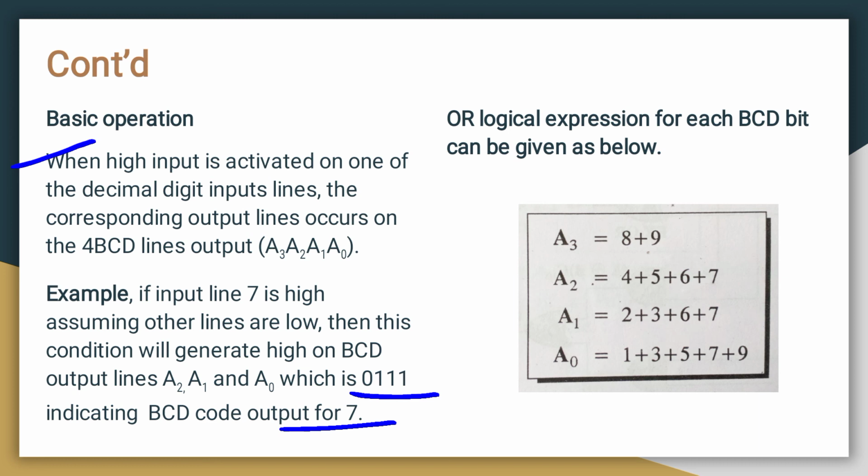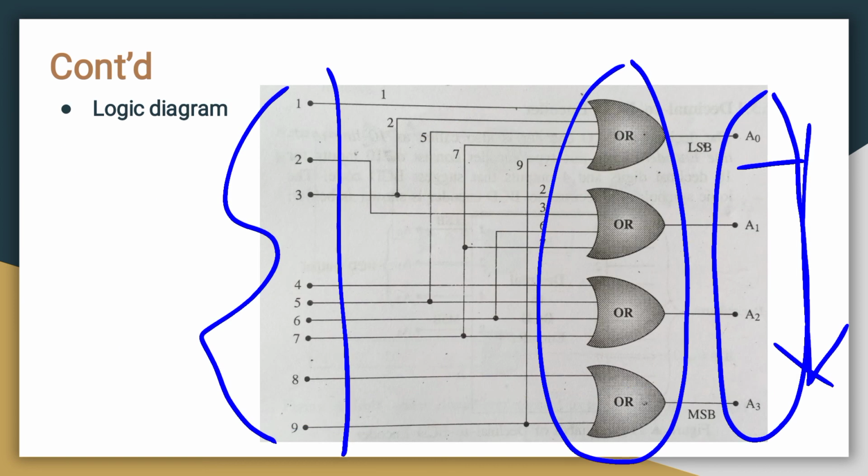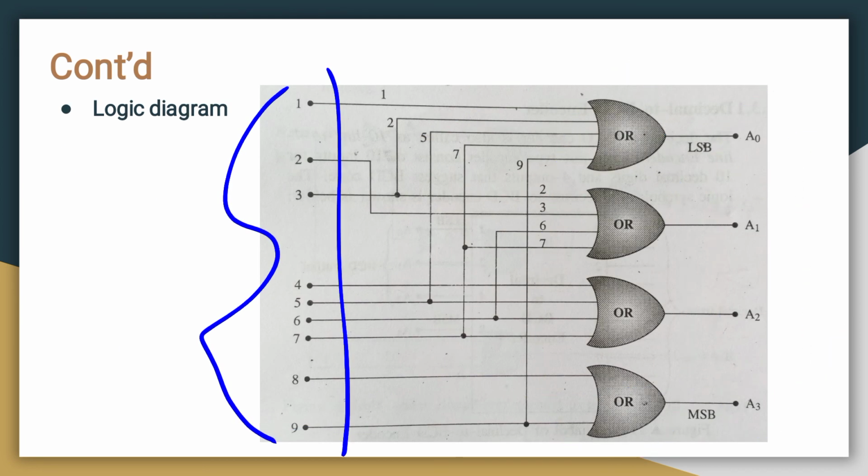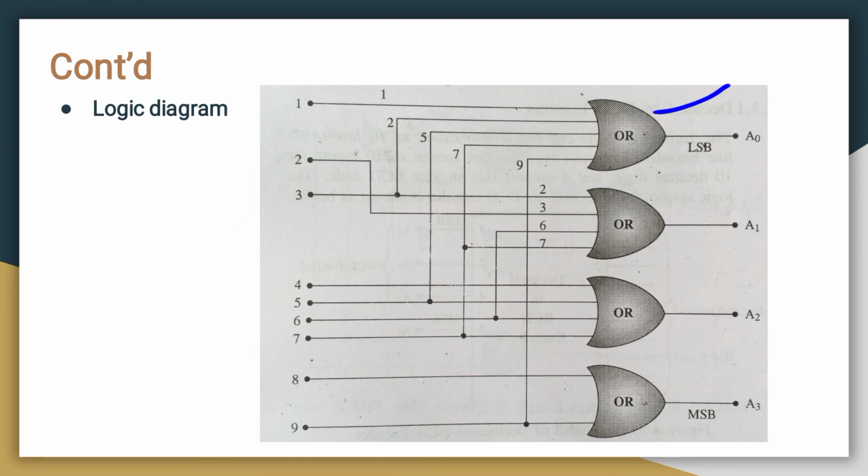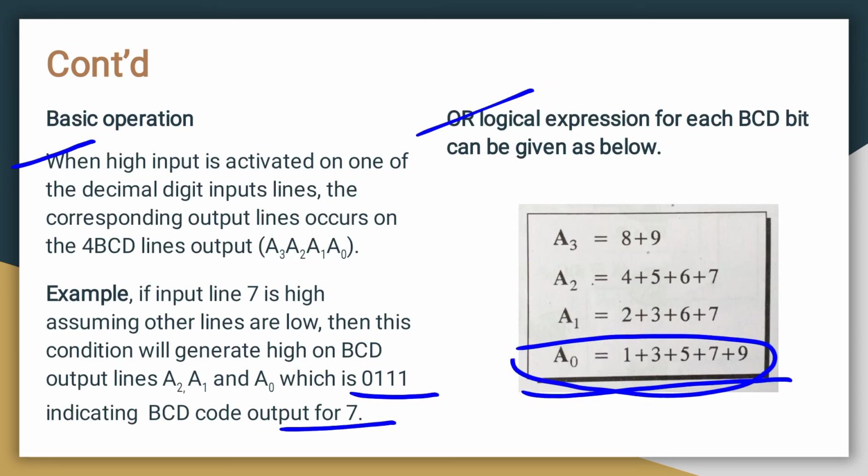So next, the OR logic expression for each BCD bit can be given as below. This is what we wrote in the previous slide. For A0 it is 1, 3, 5, 7, 9. It is not 2, I am repeating, it is a printing mistake, but see the line. So it is 3, 1, 3, 5, 7, 9. It is an OR operation, so it is a plus. Clear? So A0 is 1 plus 3 plus 5 plus 7 plus 9.